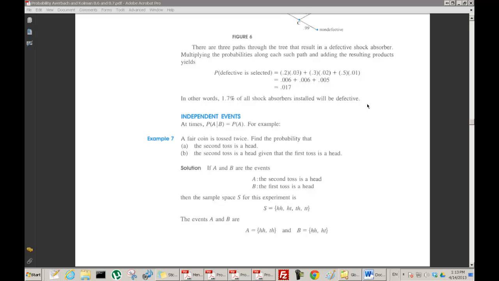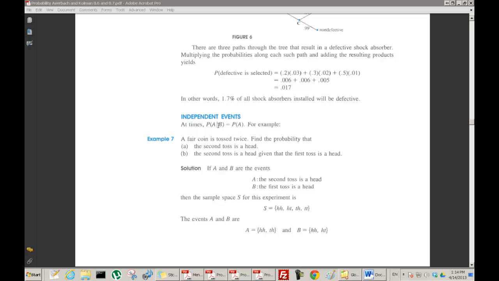We can make it clear because we now use the idea of conditional probability, and with that idea we can define independence clearly. Okay, independent events. At times, the probability of A given B equals the probability of A.